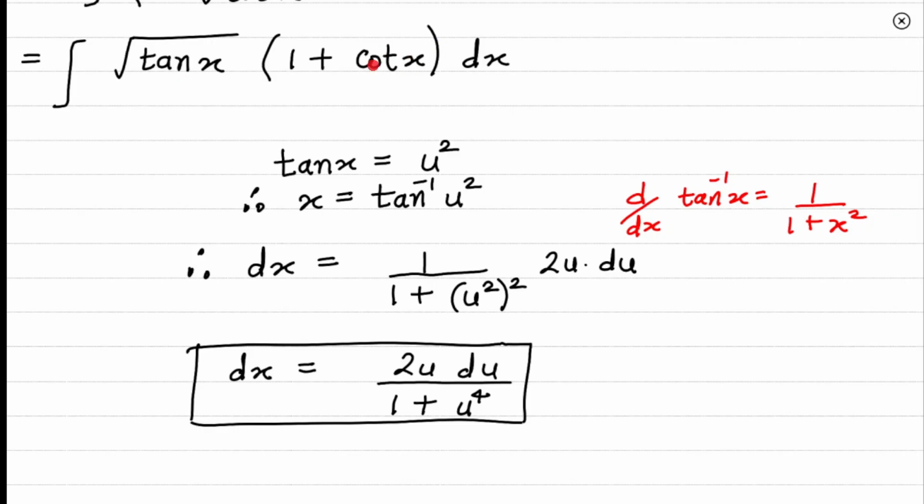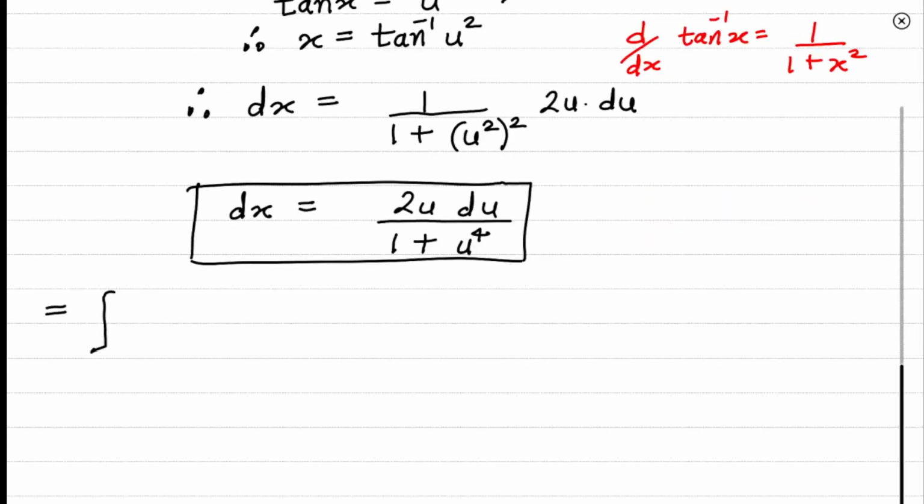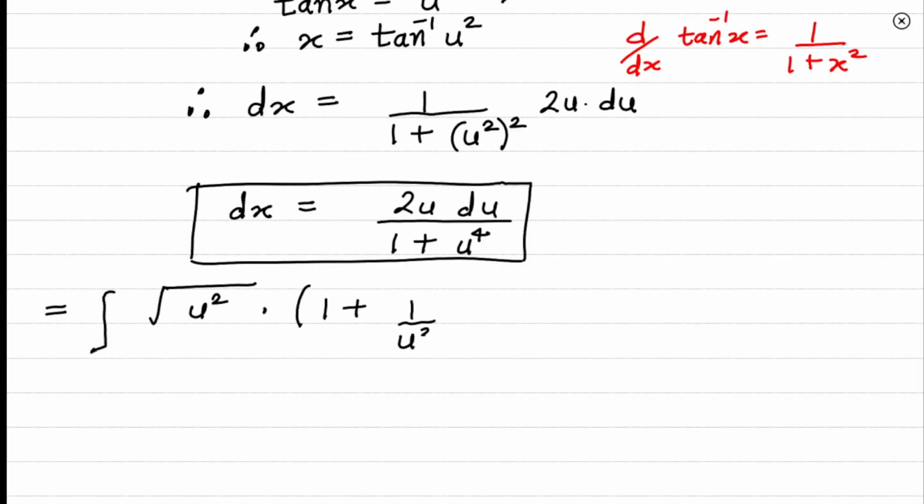Also remember that since tan x is u square, we can say that cot x is nothing but 1 divided by u square. So now let's see what we get when we convert that integral from the x world to the u world. Our integral will become square root of u square, and then we have 1 plus 1 divided by u square, and then instead of dx you can write 2u du divided by 1 plus u to the power 4. I hope that made sense.